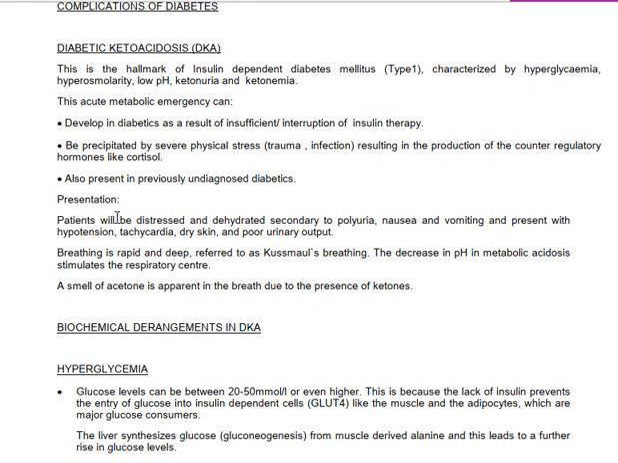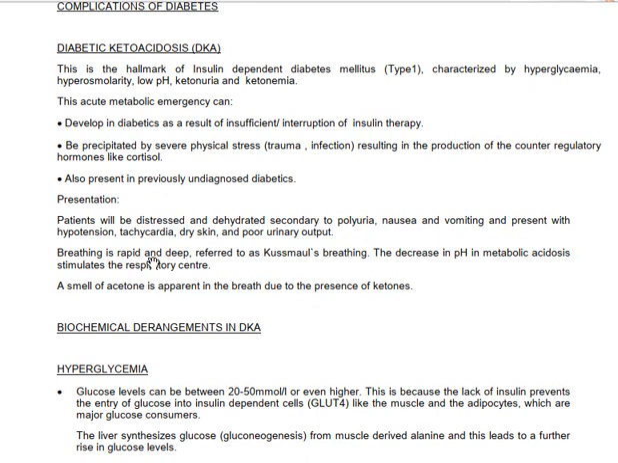The presentation is that the patient is going to be distressed. You need to know that when you have hyperglycemia, you always come in a case of distress. Is it clear? They are also dehydrated because most of the glucose has caused fluid to be lost in the urine, secondary to polyuria, nausea, vomiting, and they present with hypotension, tachycardia, dry skin, and poor urinary output. Breathing is rapid and deep, that's Kussmaul breathing. So all these characteristics are because of hyperglycemia. Hyperglycemia is going to cause agitation, it's going to cause all these symptoms. Is it clear? Now, you have the symptoms of dehydration because of hyperglycemia.